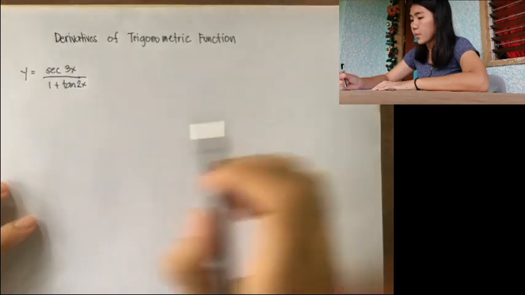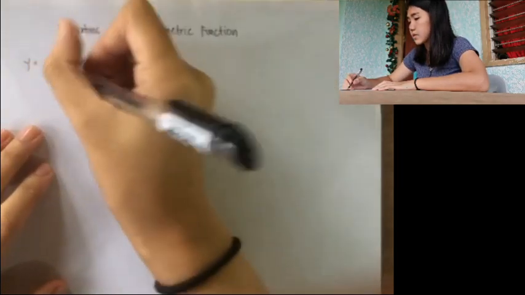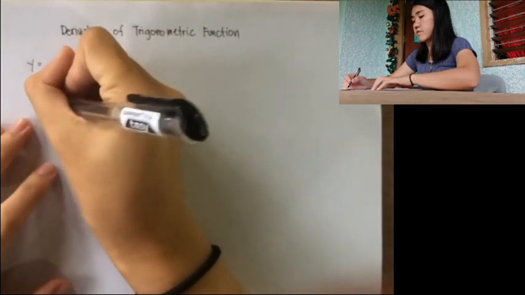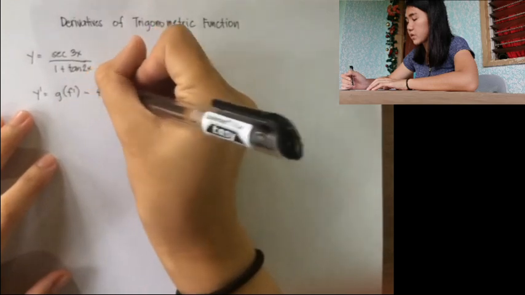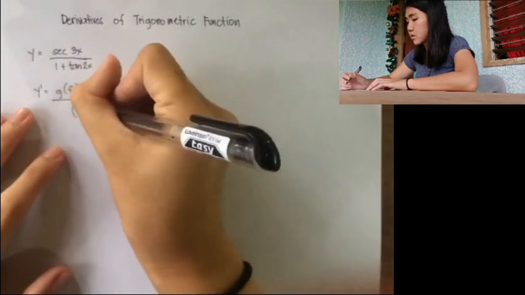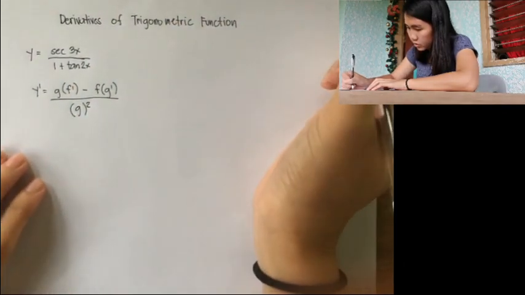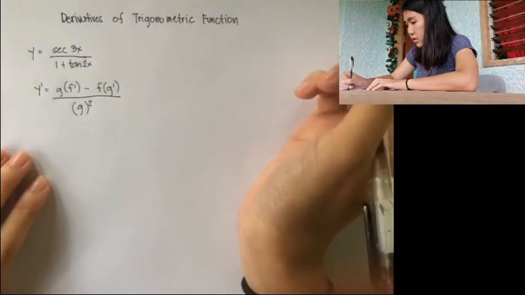Derivatives of trigonometric function. This is our problem. Y is equal to sec 3x over 1 plus tan 2x. We will use the quotient rule to get the derivative of this problem. The quotient rule is g times f prime minus f times g prime over g squared. This is our f and this is our g.